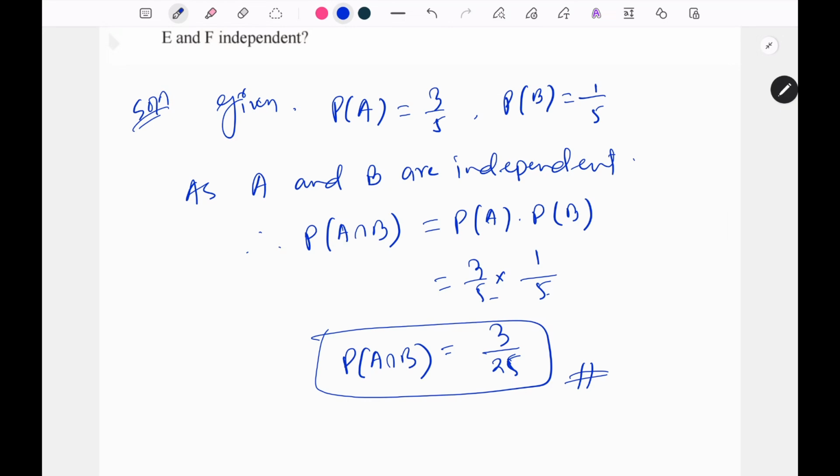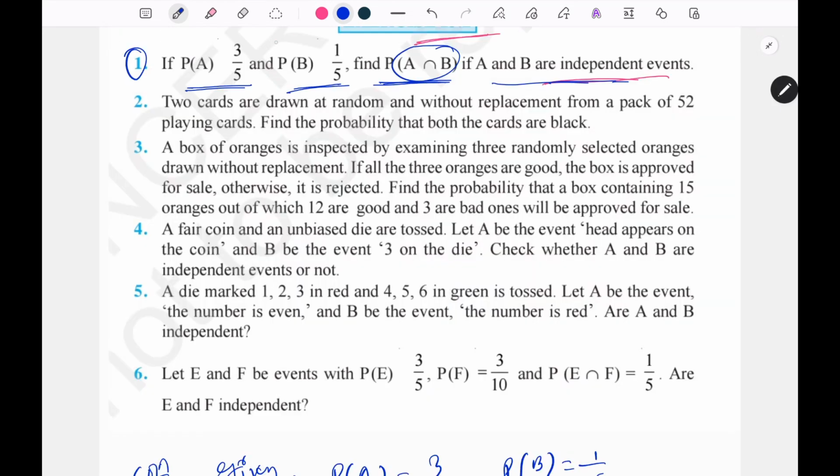So now see what is given in question number 2. In question 2, it is given that two cards are drawn at random and without replacement from a pack of 52 playing cards. Find the probability that both cards are black. That means we have drawn two cards from a pack of 52 cards.